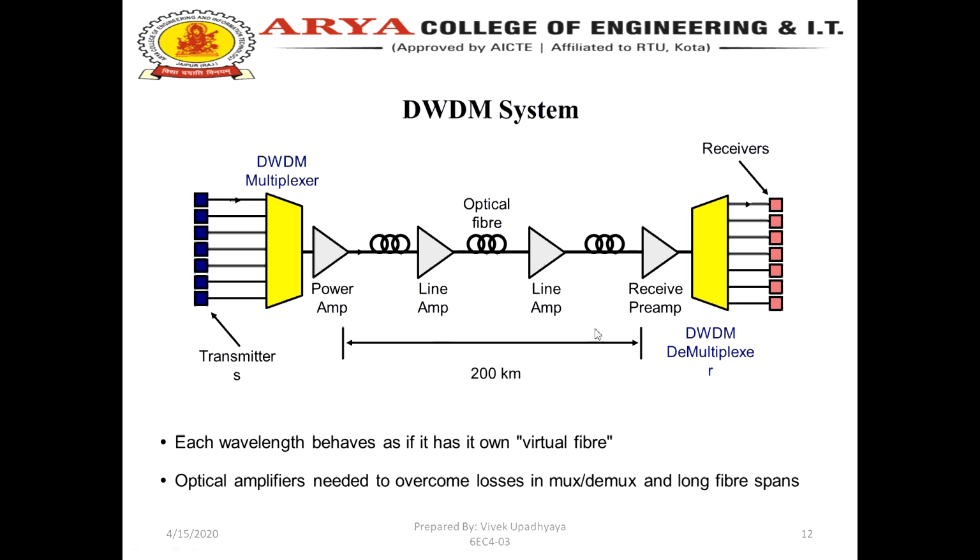Here the length of this portion is about 200 kilometers, and after that we apply the receiver pre-amplifier, and here we again apply the DWDM demultiplexer, and here you can receive the signal at the receiver end. Each wavelength behaves as if it has its own virtual fiber. Optical amplifiers are needed to overcome losses in the mux and demux and the long fiber spans.